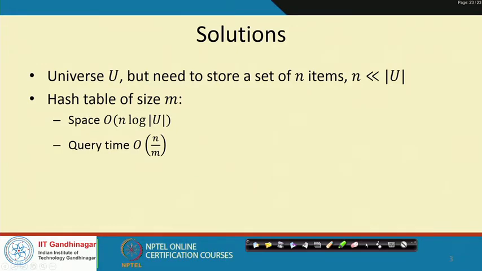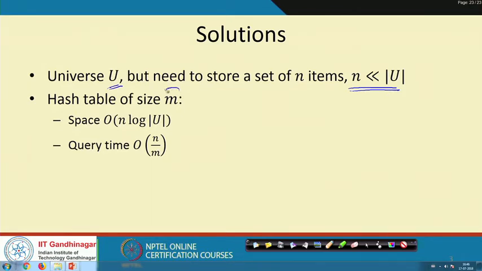So, let us look at some simple solutions first. The solution that we looked at in the last class was that of building a hash table. Just to pin down the notation, we have a universe size |U|. The cardinality of U is very big, but we are only looking to store a set of n elements, with n much less than the cardinality of U, right? And we said, what if we create a hash table?